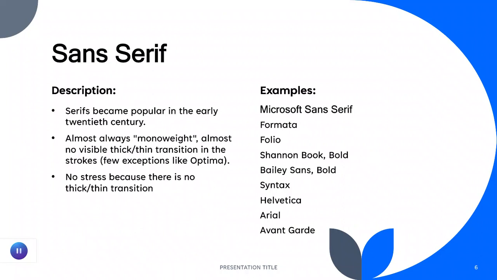Sans serif, this is around the 20th century when people decided that getting rid of the feet and the tails on words was better. So no serifs. It's almost always monoweight, which means there's no visible thick or thin transition in the strokes. There's a few exceptions like Optima, but for the most part, no visible thick thin transition. It's all rounded out, all of it's even. There's no stress because there is no thick thin transition. Some examples would be Microsoft Sans Serif. That's the basic one. There's Helvetica, Arial. Those are the ones you're probably most familiar with.